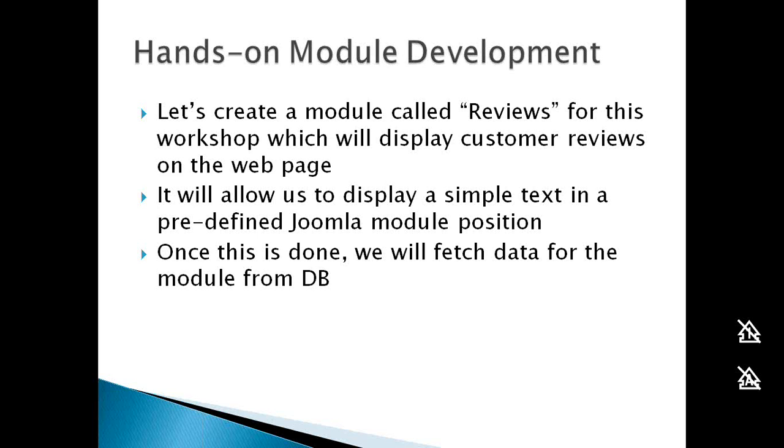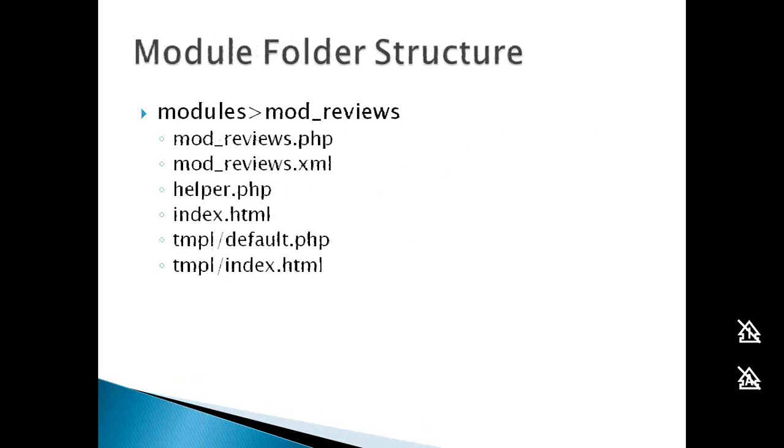So let's create a module called reviews for this workshop, which will allow us to display customer reviews on a page at a particular location or a particular position. We would start with a simple Joomla module where we would be displaying static tags. Once this is done, we would be moving on to a database linked module.